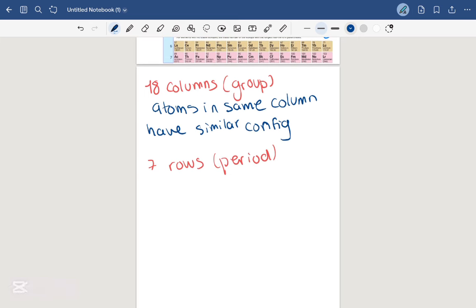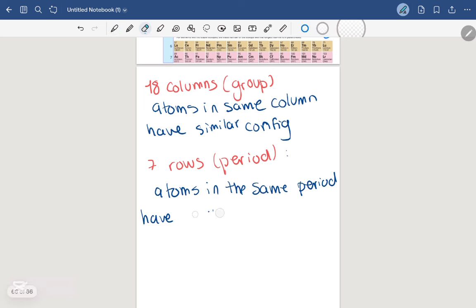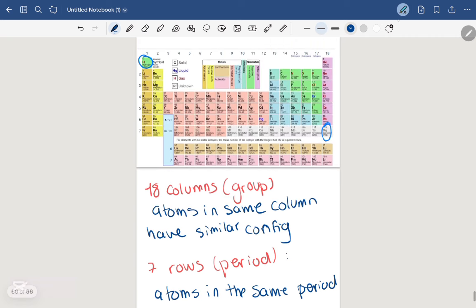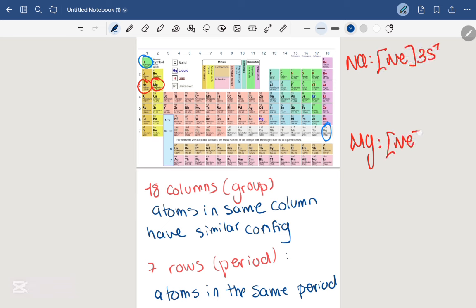And atoms in the same period have, actually not similar, they have the same energy level denoted by n. So for example, let's take any 2 elements that are in the same period. For example, we take sodium and magnesium. I think by now you guys already know that sodium is my favorite element for some reason. Sodium's electronic configuration is very simply neon 3s1, and magnesium's electronic configuration is neon 3s2.